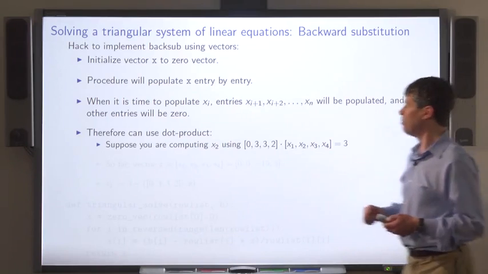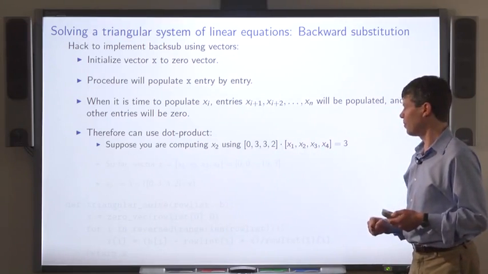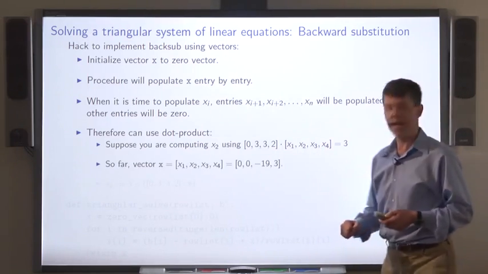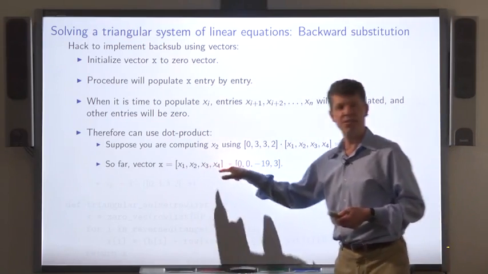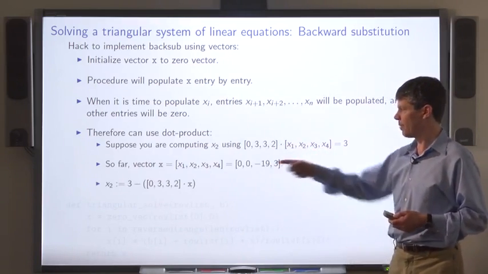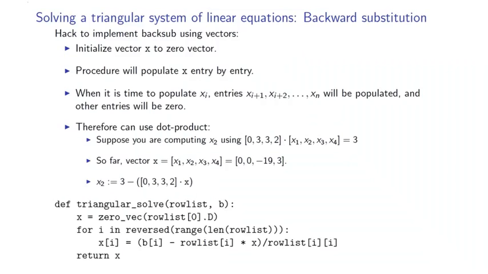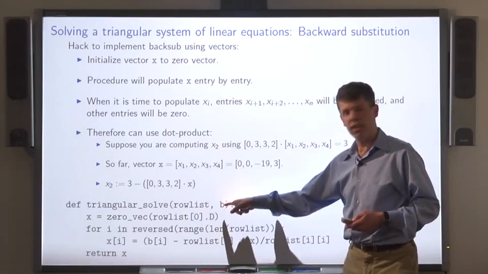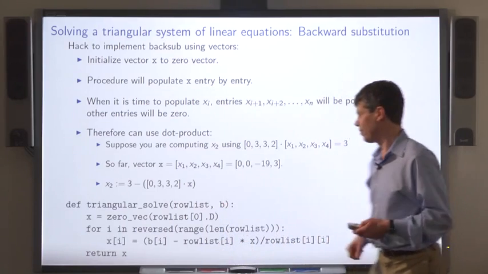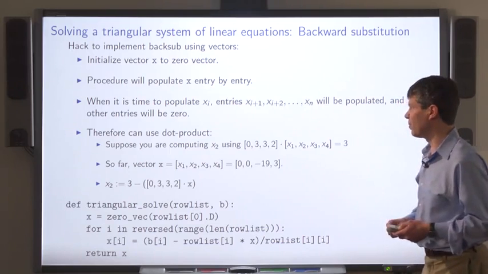So, for example, suppose we're solving for x2 using this equation. Well, at that point, we already know x3 and x4, and the vector has those entries populated. So that we can take the dot product and compute x2 in this way. So here's the code in Python. Given a list of vectors, and given a list of the right-hand sides, this calculates the values of the vector x.